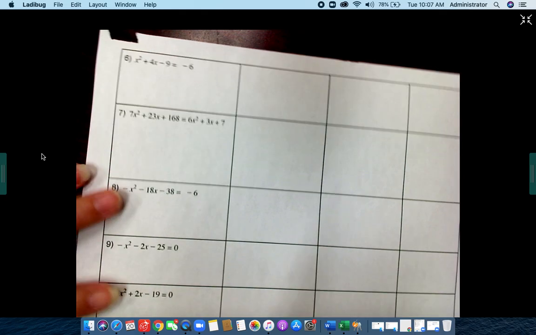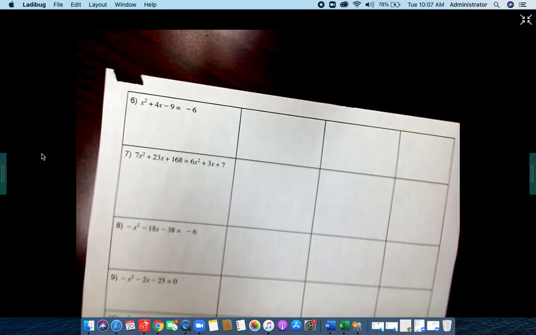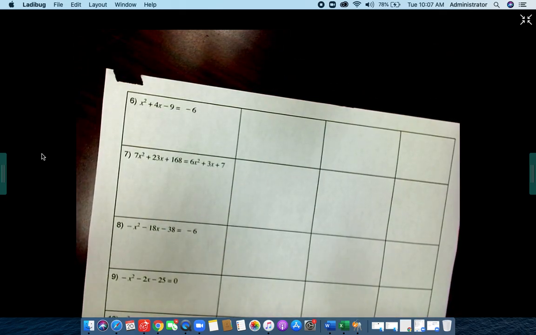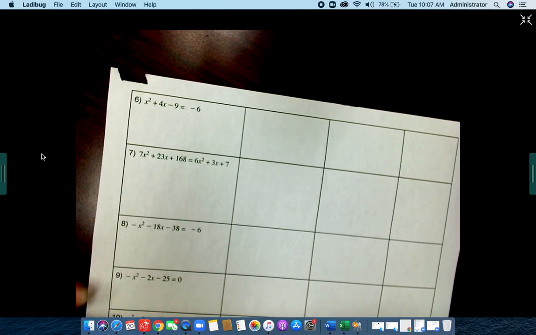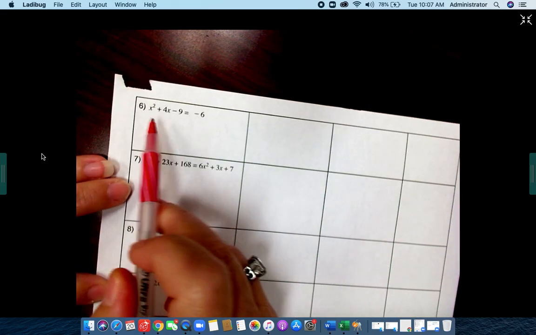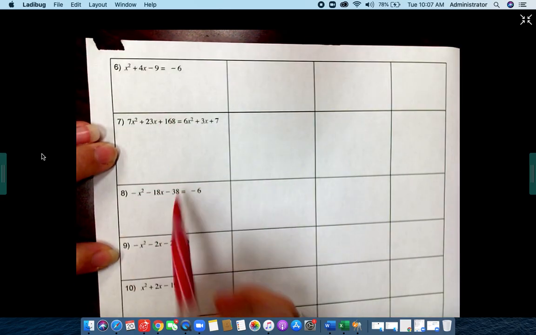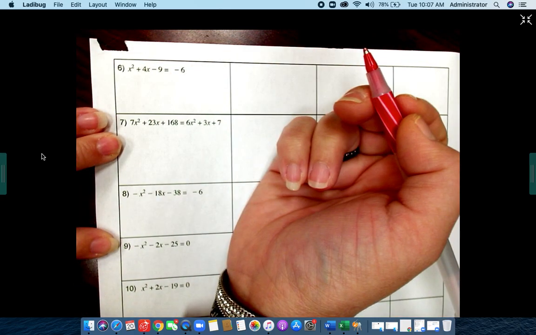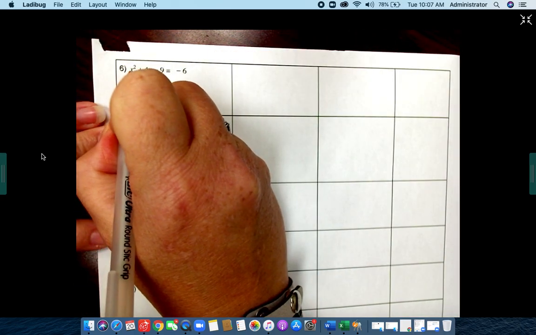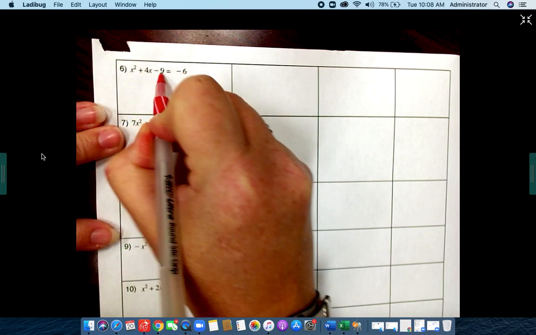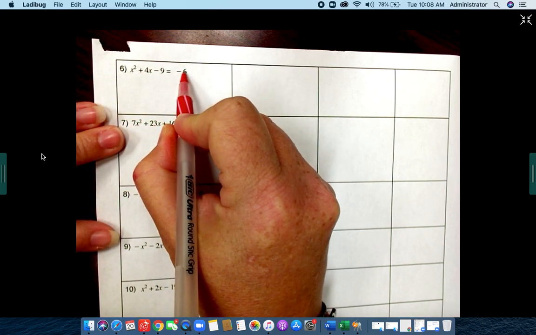Next, for 6 and 7, I simply want to set up for you, and then you'll do the rest. For number 6, notice that these are not set equal to 0, and that's our first job. I already have my ax squared, my bx, and a constant, but I have another constant, and it has to be set equal to 0.